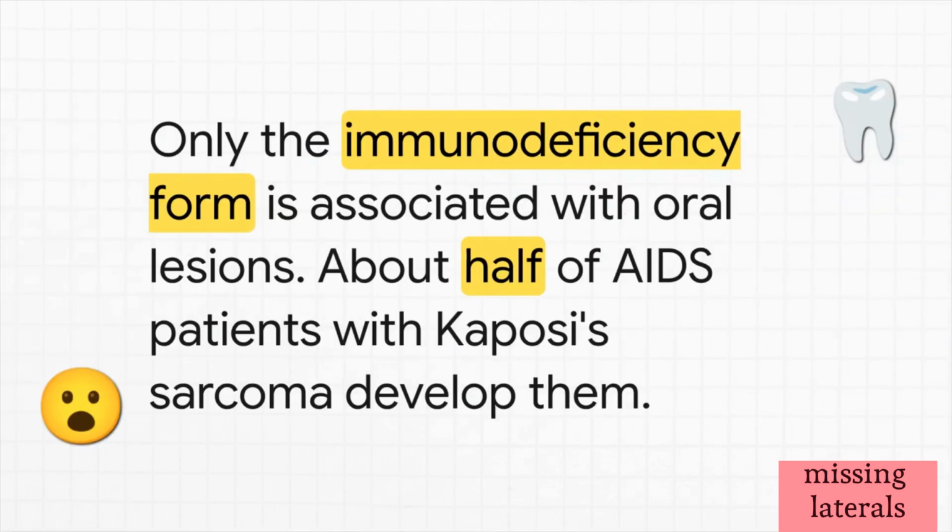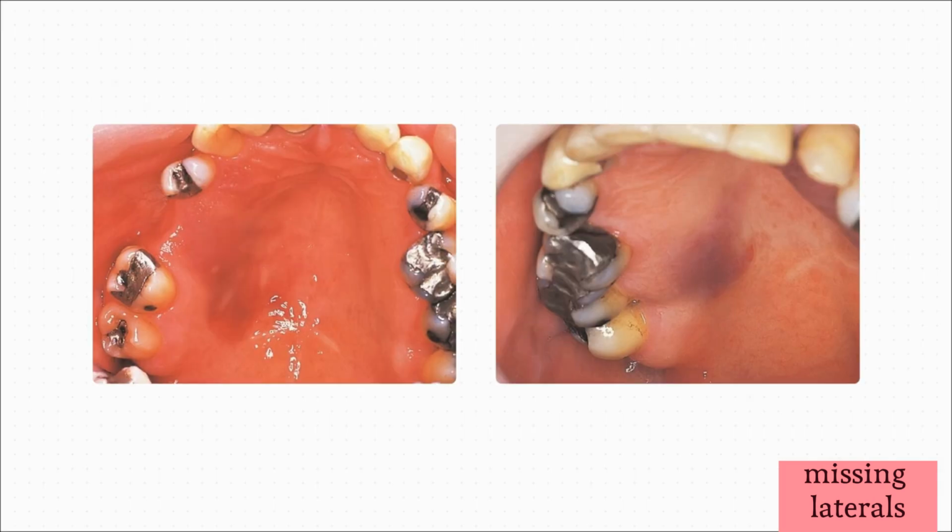Now, here's a really critical point. When it comes to lesions inside the mouth, they are almost exclusively seen in that immunodeficiency form. Actually, about half of all AIDS patients who have Kaposi sarcoma will also get these oral lesions. And these images here give you a really clear idea of what we're talking about.